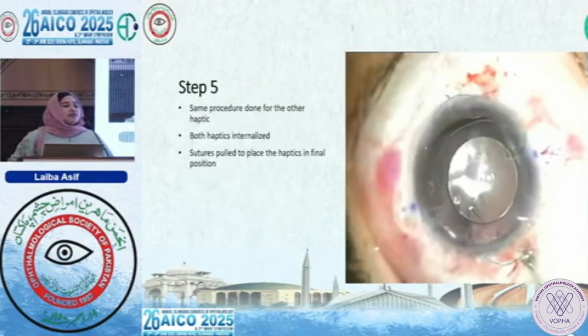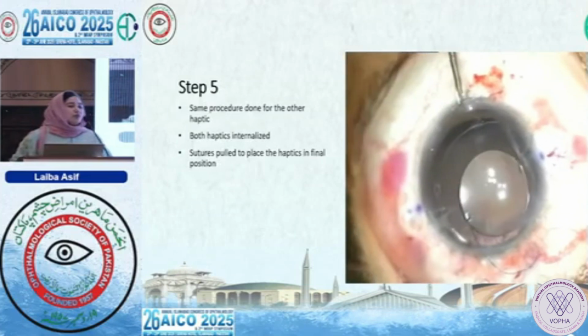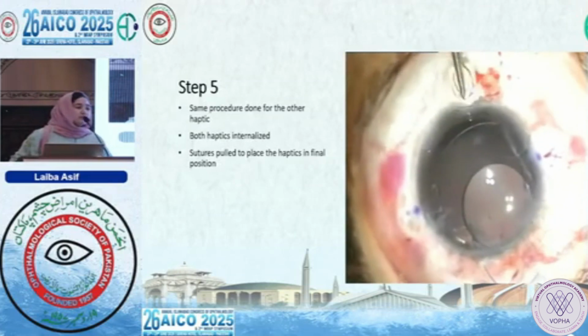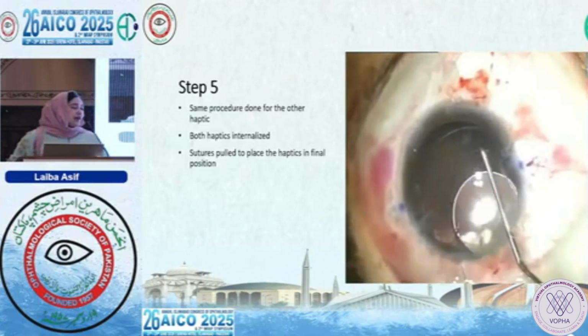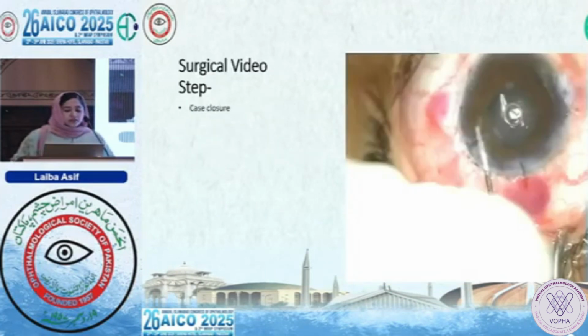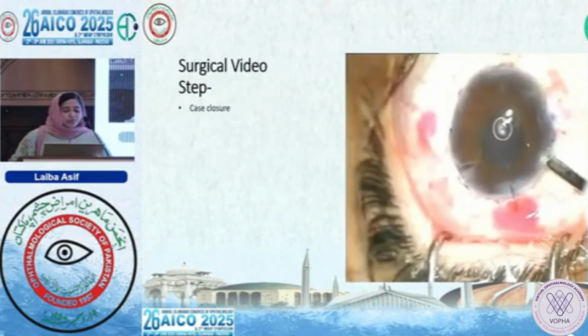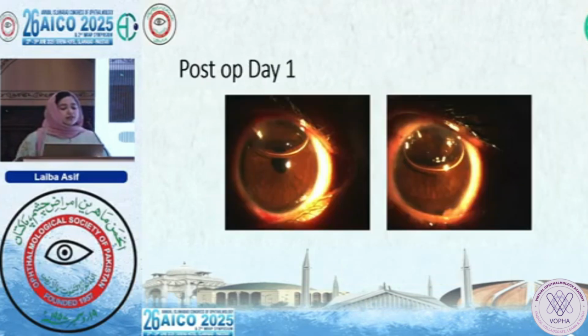So you can note that no anterior vitrectomy was performed in this case. The endocapsular aspiration of the soft lens was performed, followed by fixation of the IOL along with the bag, followed by the case closure. So this was the post-op day 1 picture of the patient. A similar procedure was performed in the other eye as well.